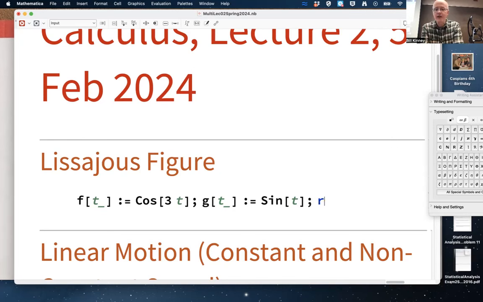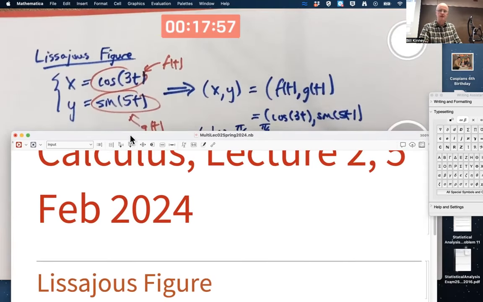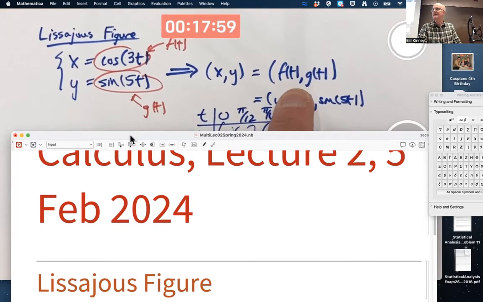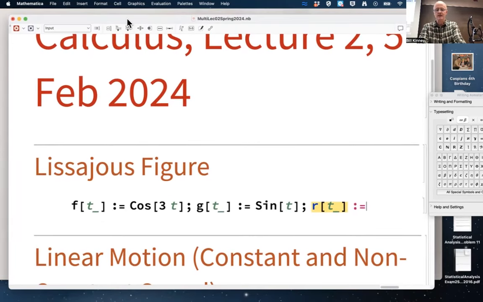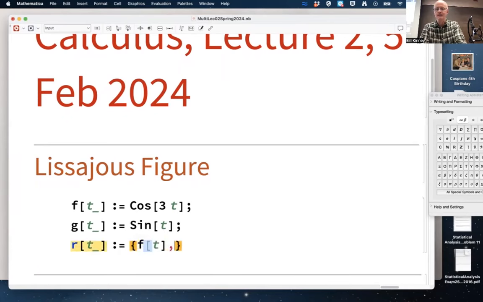I'm going to define yet another function, r of t, to essentially be the point valued function. What I wrote by hand will look like that, except in Mathematica, don't use parentheses. Use curly braces, like this.